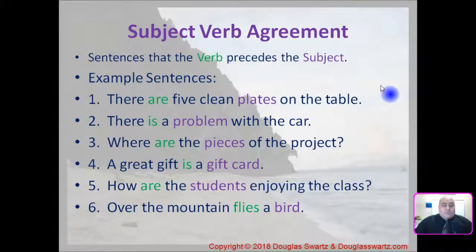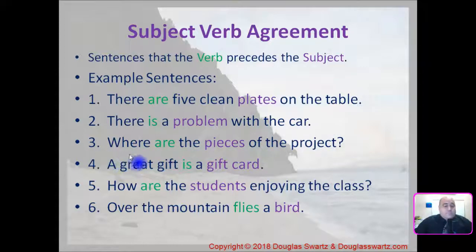These are examples where the verb precedes the subject. Most sentences in English are subject, and then the verb, and then the object. You're following the same rules for subject-verb agreement, but this is just showing you where the verb comes first in a sentence. Number 1, there are 5 clean plates on the table. Plates is plural. The verb is plural. Number 2, there is a problem with the car.